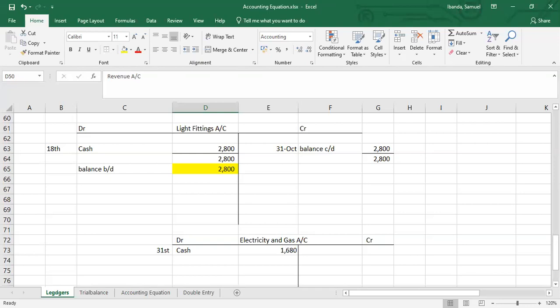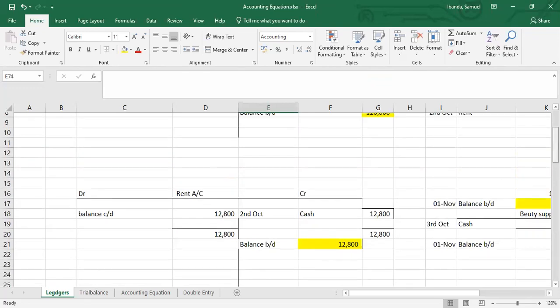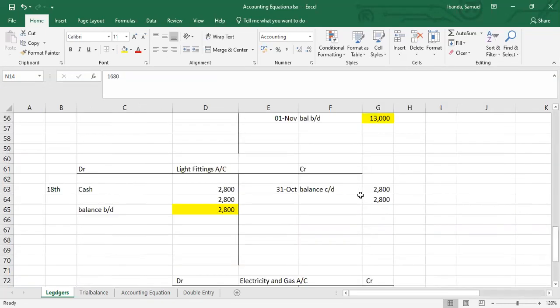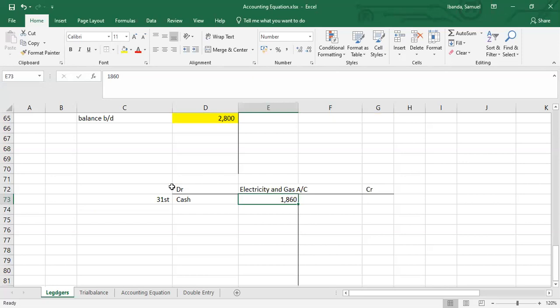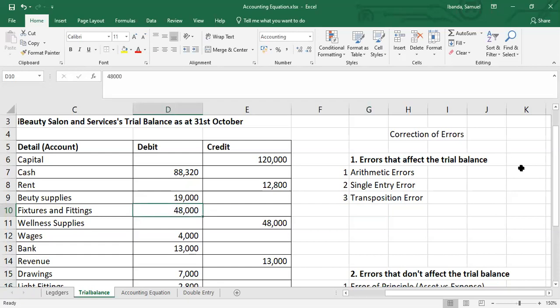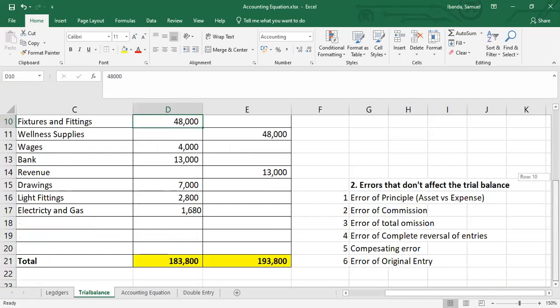So what you're basically doing is that when it comes to here, you come and write 1860 like that. Yet when you come to your cash, you've recorded 1680. Now you've transposed one of the figures in your account of electricity and gas. Now this error will definitely be detected by the trial balance, or it will affect your trial balance.